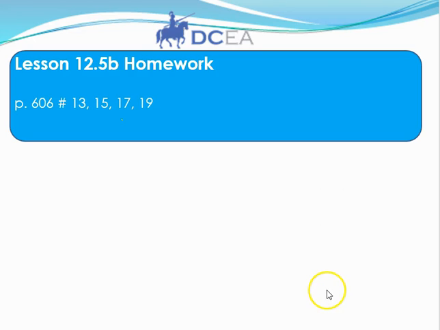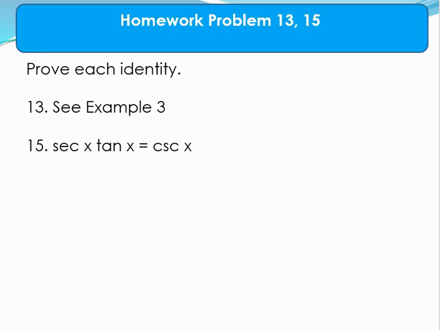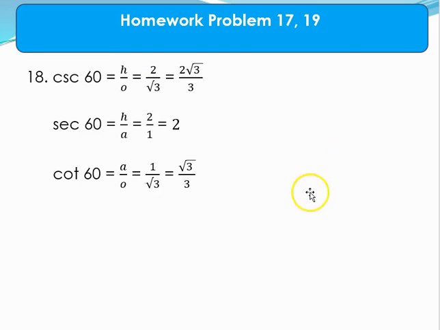So your homework has been revised to be number 13, 15, 17, and 19. Number 13 and 15 are to prove each identity. Number 13 is exactly like example 3, and number 15 is very similar to example 3, so give that a try. Number 17 and 19 are merely working out the ratios for the new trig ratios we learned in this lesson. So instead of doing sine, cosine, and tan, we're doing cosecant, secant, and cotan.